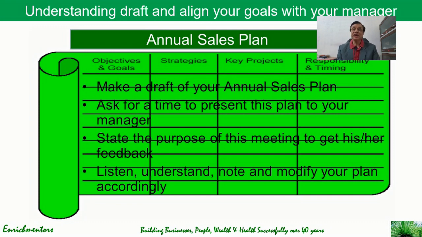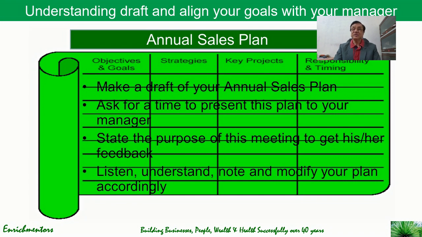In this meeting, you state the purpose of the meeting as to get his or her feedback, not approvals, not pushing your whole thing through. You say, hey, sir, I have worked on my annual sales plan. Based on my understanding of what I am supposed to do, I have developed my strategy and plan. I'd like to get your feedback on that. And the fourth thing will be to listen, understand, note, and go back and modify the plan based on those inputs. So that's how you draft and align your goals with your manager.